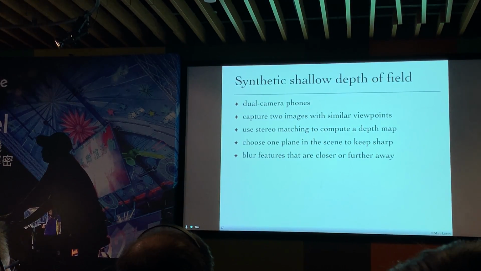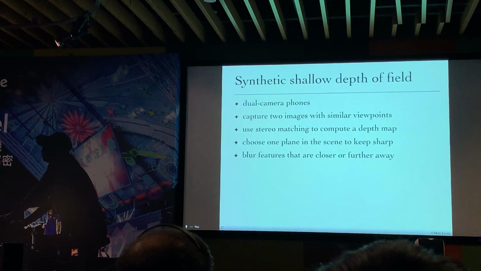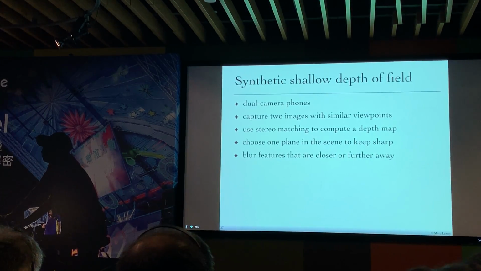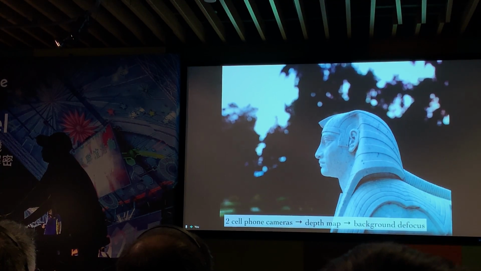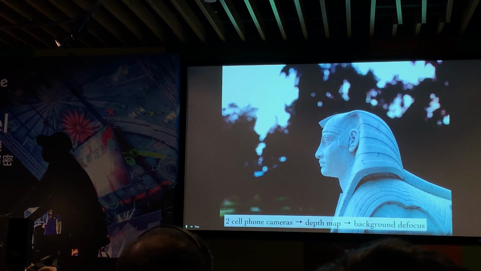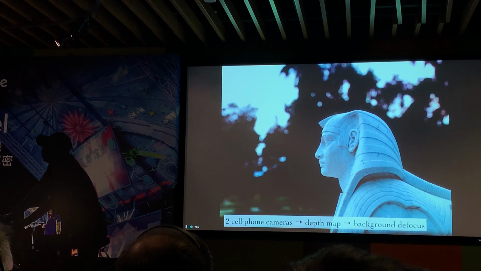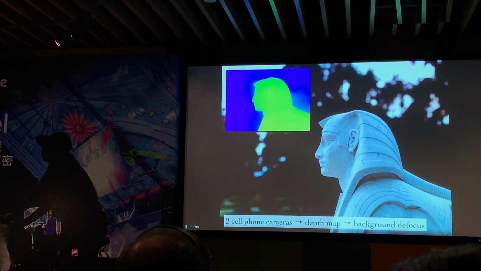What cell phone cameras do is a synthetic, artificial depth of field. The typical method is to have two cameras, dual camera, and compute stereo between them to get a depth map that says how far away everything is. Choose one plane that's sharp and artificially blur everything that is on a different plane. Completely artificial, but most people cannot tell the difference, and it helps with the goals that I said earlier of shallow depth of field. So here's a single shot with a cell phone, two cell phone cameras, depth map, background defocus. And you can create the blur in the shape you want so that it looks like an SLR camera. And there's the depth map that it produces as well.